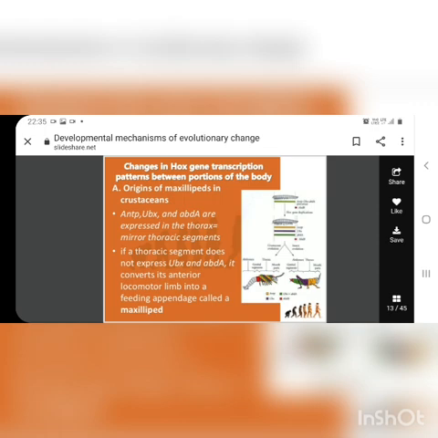The thoracic vertebrae, for example, have ribs, while the cervical, that is the neck vertebrae, and the lumbar vertebrae do not have ribs. So, it is the Hox gene expression in the somite that caused the different types of vertebrae to be produced.